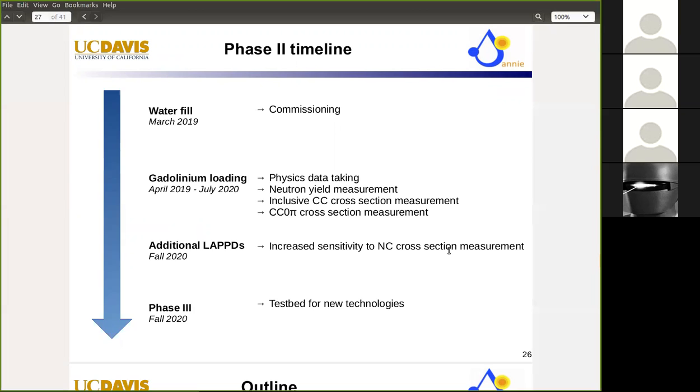So with the physics that we are taking, we will actually perform the neutron yield measurements and the charged current cross-section measurement, with a possible charged current 0 pi measurement as well. And then as we add more LAPPDs in the tank, so I put as a timeline the fall of 2020, we will increase our sensitivity to perform neutral current cross-section measurements. And then, as I will discuss in the next few slides, a possible phase 3 in 2020, and I think I made a mistake here, it's not the same time, where ANNIE will be a test bed for new technologies.